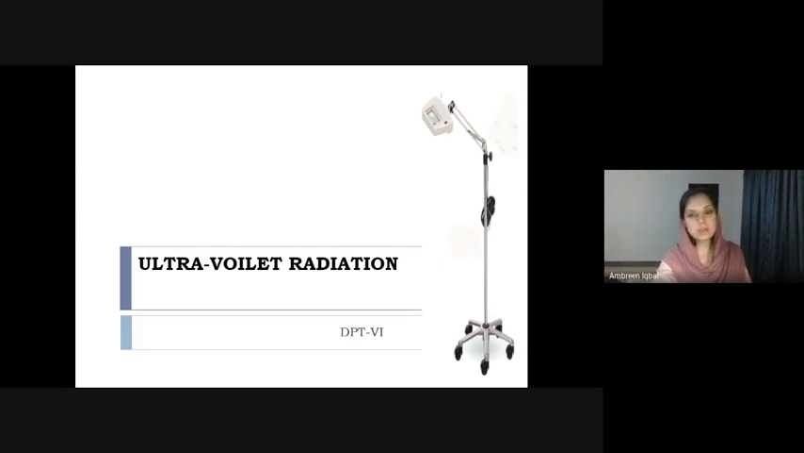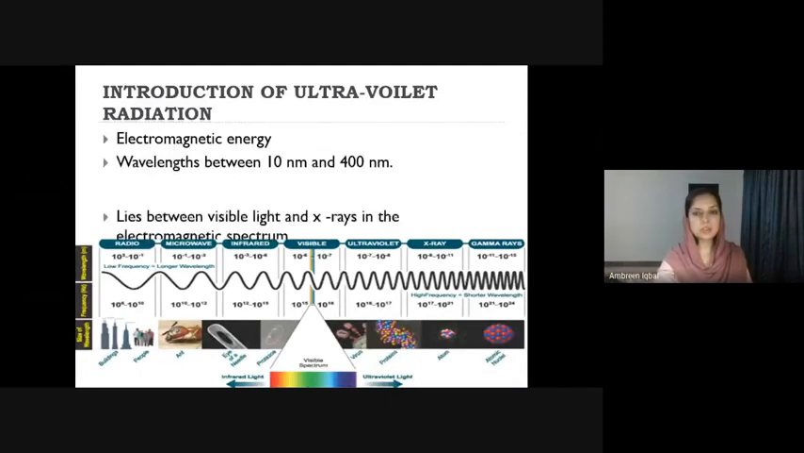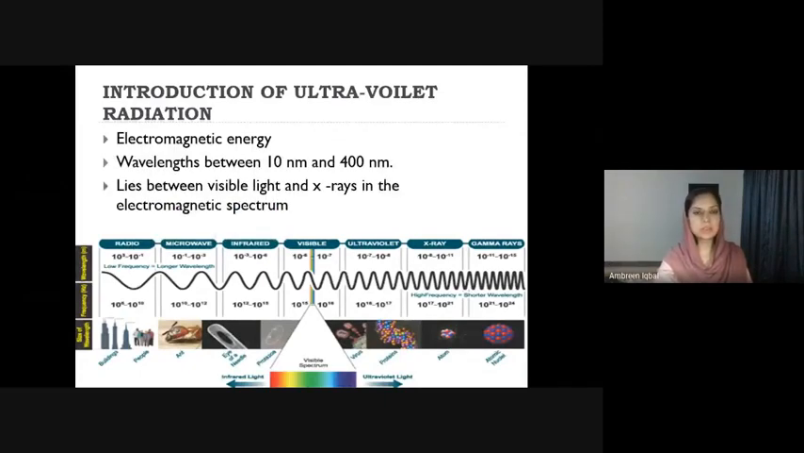So today we are going to study about the physical agents and electrotherapy. We are in week 7 of our semester and we are going to start ultraviolet radiation. As you all know, ultraviolet radiation is basically electromagnetic energy that has a wavelength between 10 nanometer to 400 nanometer. They usually lie between the visible light and X-rays in the electromagnetic spectrum.